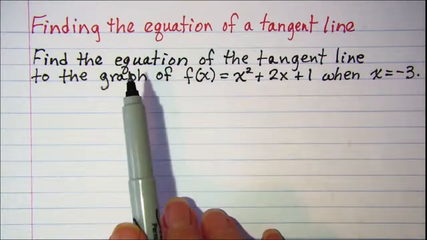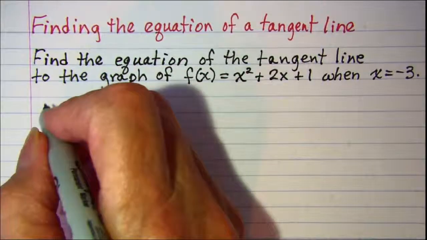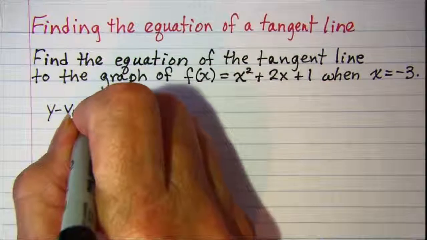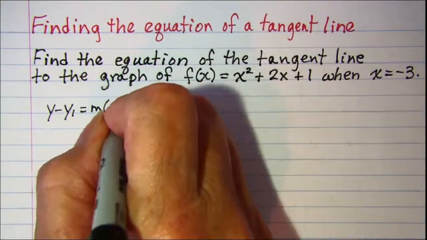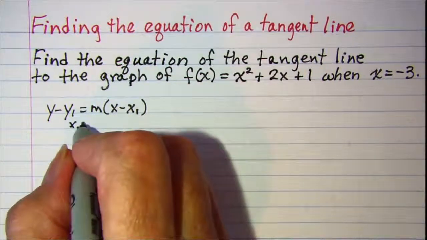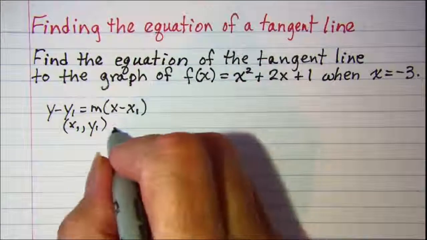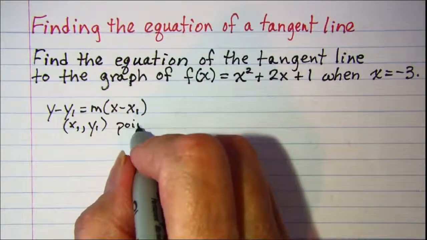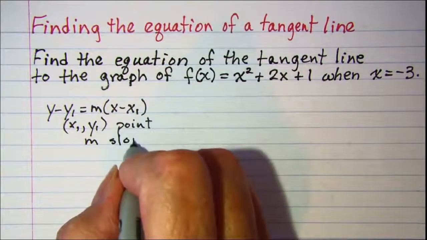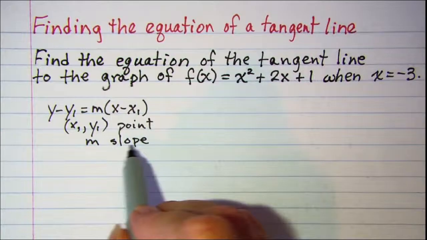Now to find the equation of a line, I like to use the point-slope form, which is y minus y1 equals m times x minus x1, where (x1, y1) is the point on the line, and m is the slope of the line. So we need to find a point, and we need to find the slope.